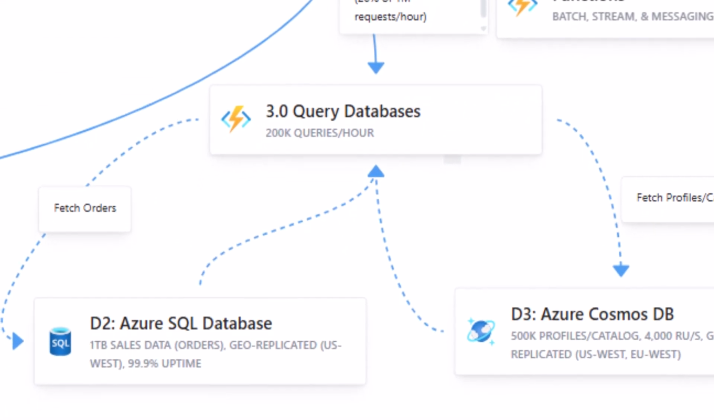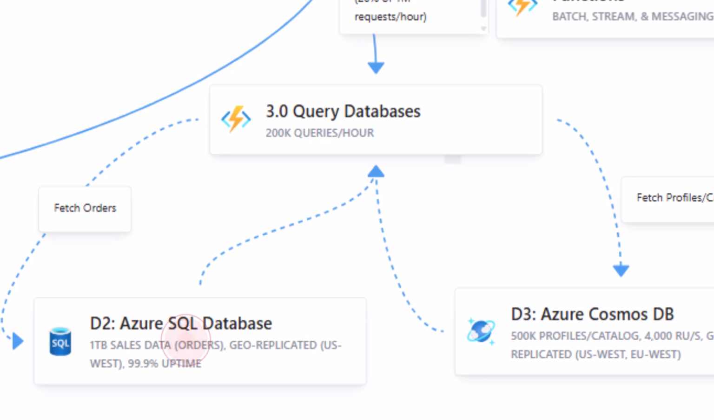Step 4. Database queries with Azure SQL and Cosmos DB. First, let's look at the database queries, which account for 20% of the total requests, or 200,000 queries per hour. This flow is labeled database queries, 20% of 1 million requests per hour, and goes to a process labeled Query Databases. This process interacts with two data stores, Azure SQL Database and Cosmos DB.